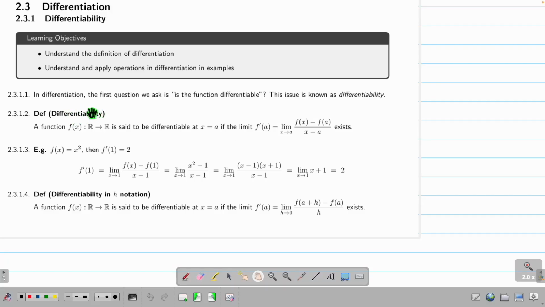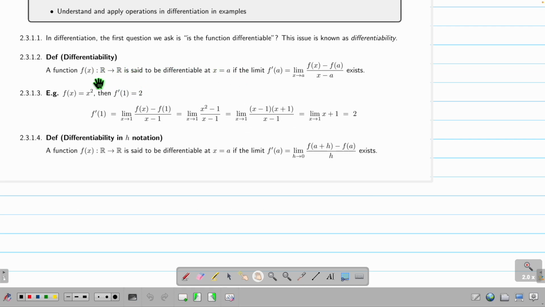What is differentiation? Before you do the differentiation, you need to ask the question, is this thing differentiable? And what is differentiability? A function f from domain R to codomain R is differentiable at a particular point a. To make it precise, I should say a is in R, in the domain of f. I'm saying that this function f is differentiable at a, and I write this f prime a.